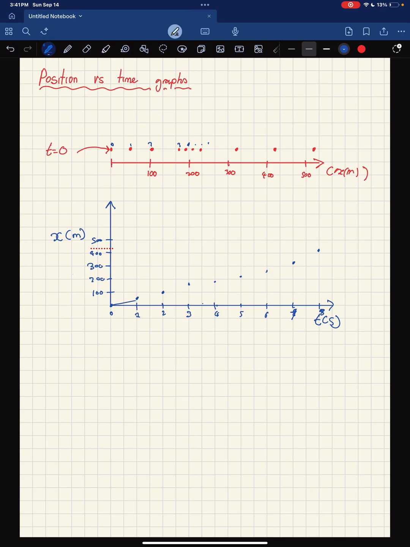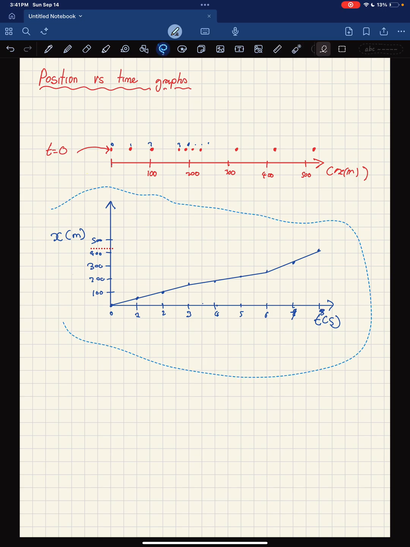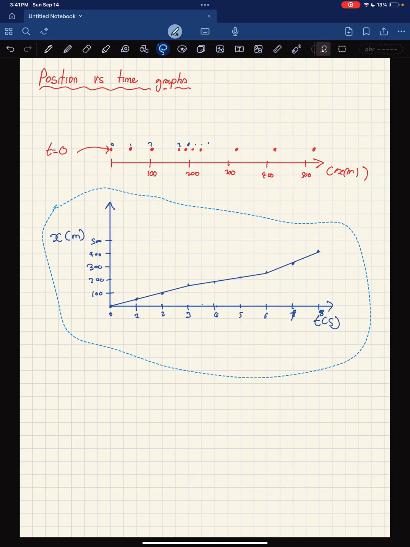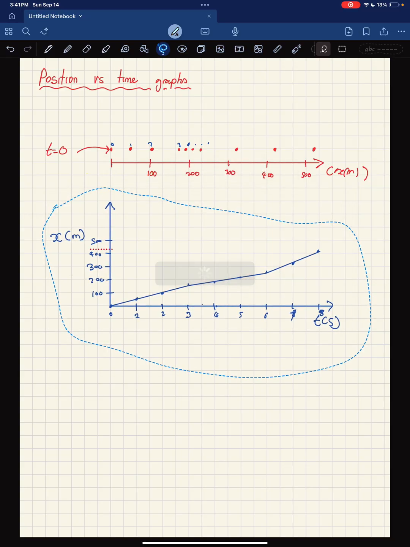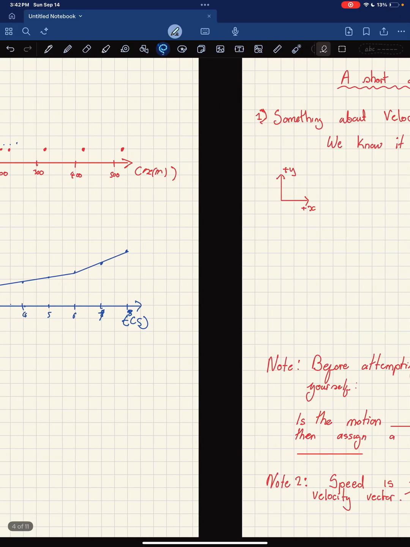So basically, this is the same information, but we can do a lot more with this data, with this position time graph, as we will see in this video. All right. So I'm just going to copy and paste this graph right here for now, just to have it ready when I need it. All right. Copy. Okay. Awesome.